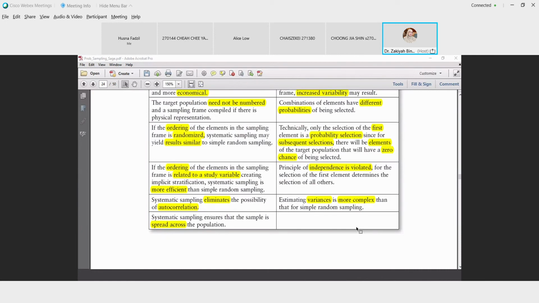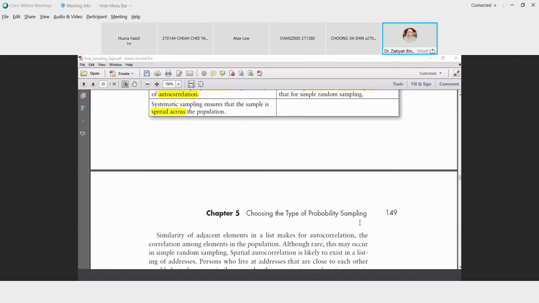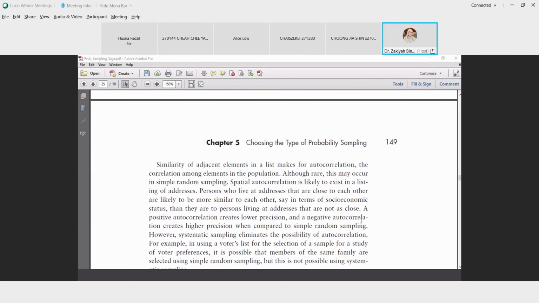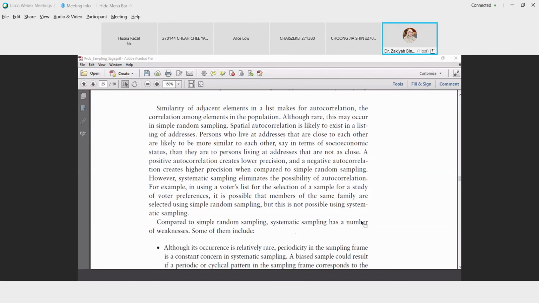So far makes sense? That's why it's very important to understand the procedure first. Then only you can think of the pros and cons, because the pros and cons depend on how the selection process is made. Do not attempt to just memorize. Guys, understand so that you can always think.